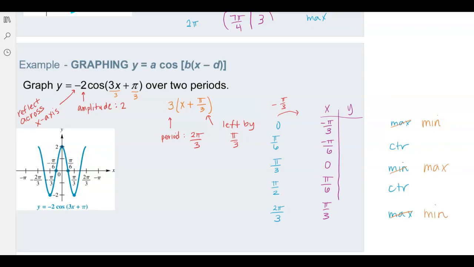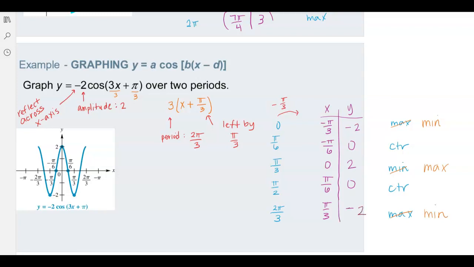Okay. So the center is going to stay at 0. So that'll be here and here. Our minimums are going to be at -2. We've got an amplitude change. And our maximums are going to be at +2.